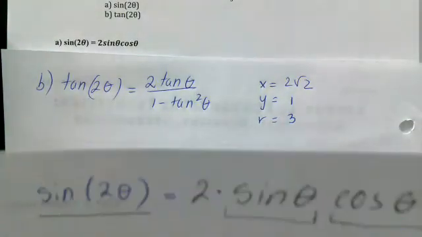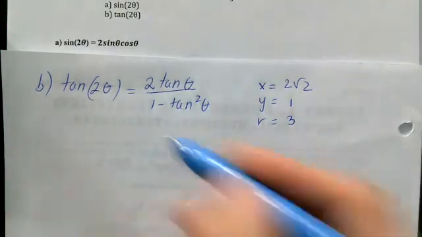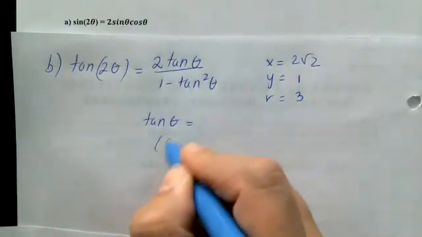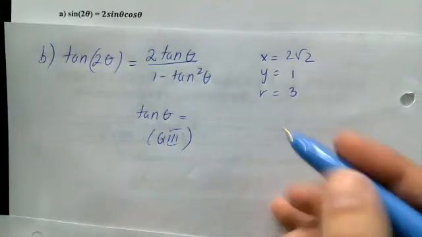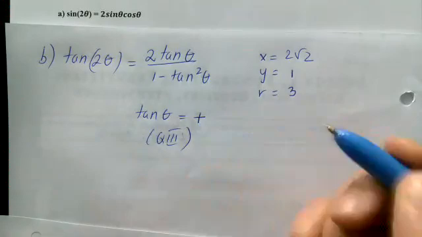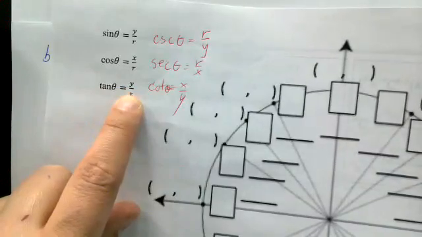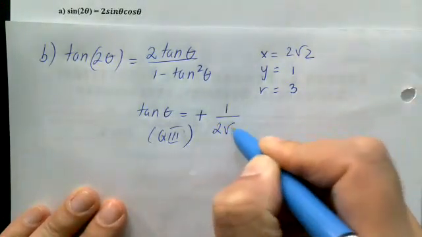So for tangent of theta, in quadrant 3, remember we are in quadrant 3 with our angle theta, it's going to be positive for tangent values. Tangent is y over x, right? So this is the formula sheet again. You don't have to memorize them. They're right there. So y is 1, x is 2 square root of 2.